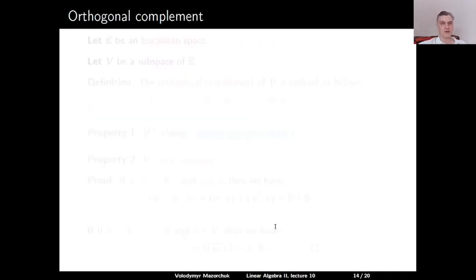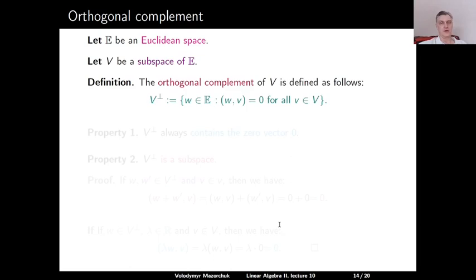Now let us talk about orthogonal complement. Let E be a Euclidean space and V be a subspace of E. The orthogonal complement of V is defined as follows. This is a notation for the orthogonal complement. The orthogonal complement consists of all vectors w in E which are orthogonal to all elements of V. So here are some immediate properties of the orthogonal complement. Each orthogonal complement contains the zero vector, because the zero vector is orthogonal to all vectors in our Euclidean space. Second property, the orthogonal complement is a subspace.